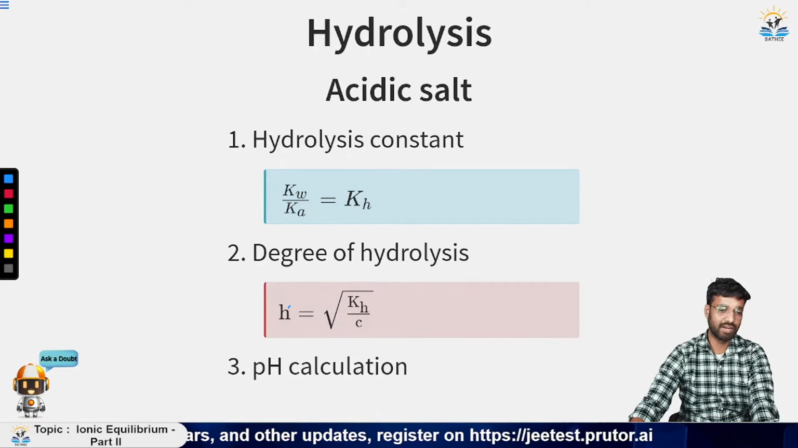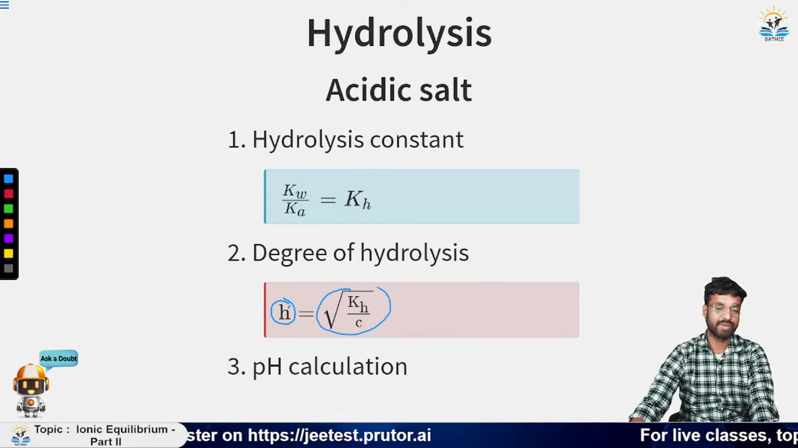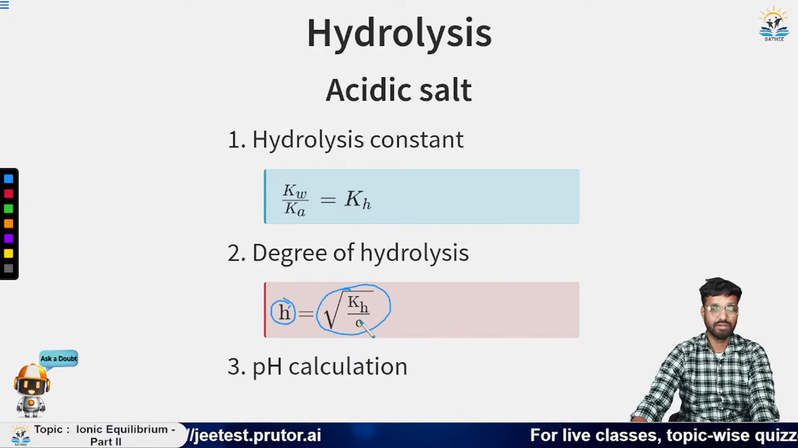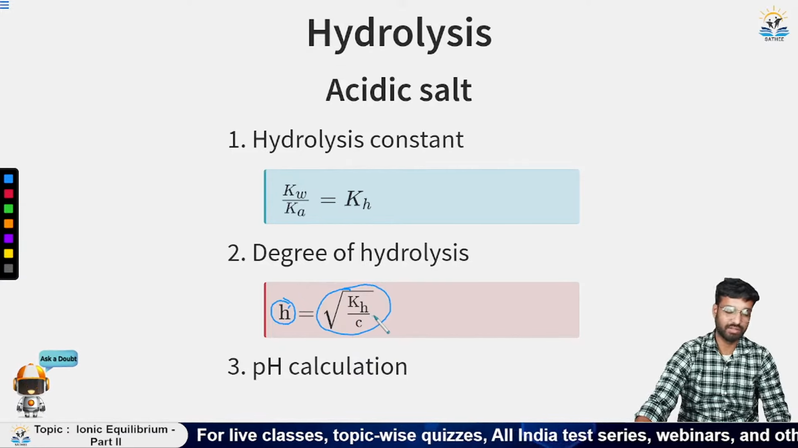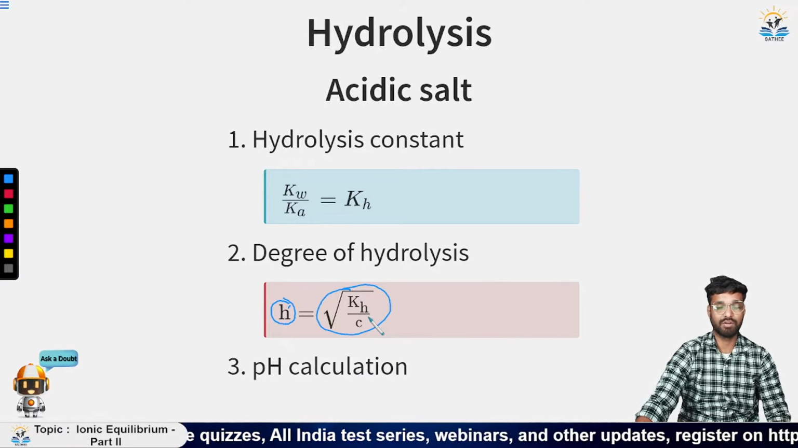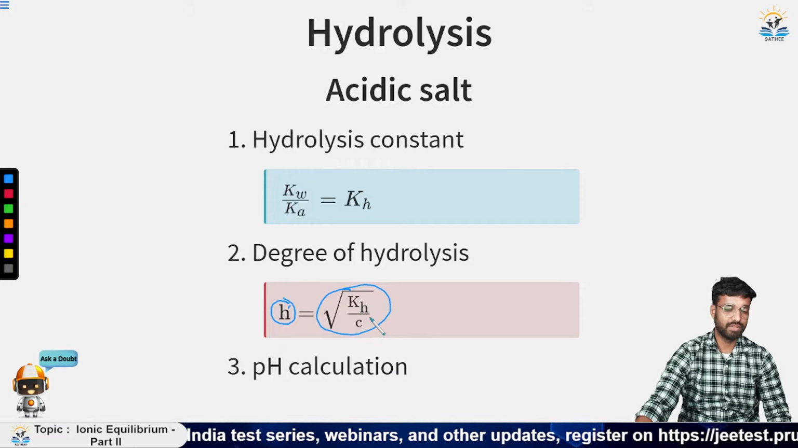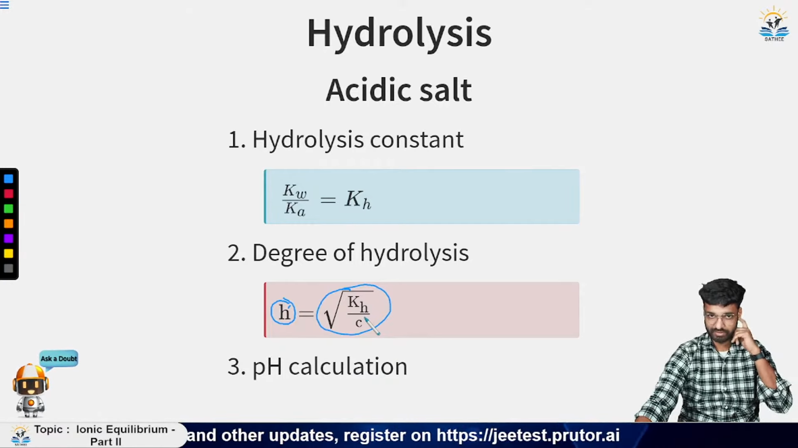The next one is the degree of hydrolysis, which is calculated as root under Kh by C. The degree of hydrolysis means what fraction of the molecules undergoes hydrolysis. Say we have NH4+ in some amount, and out of those, some go into hydrolysis. So it is that fraction which goes into hydrolysis.